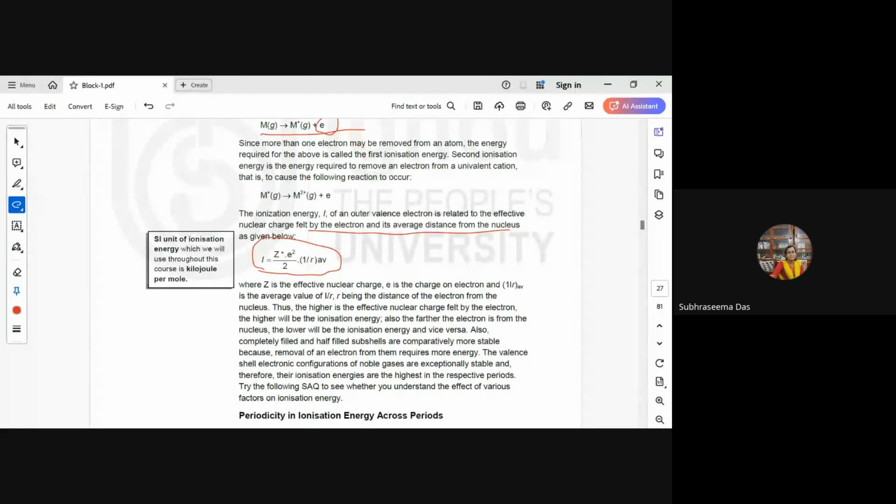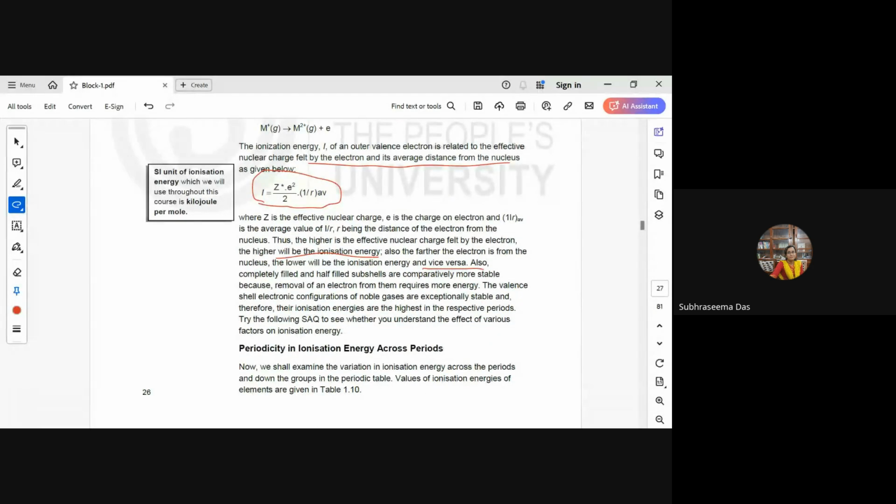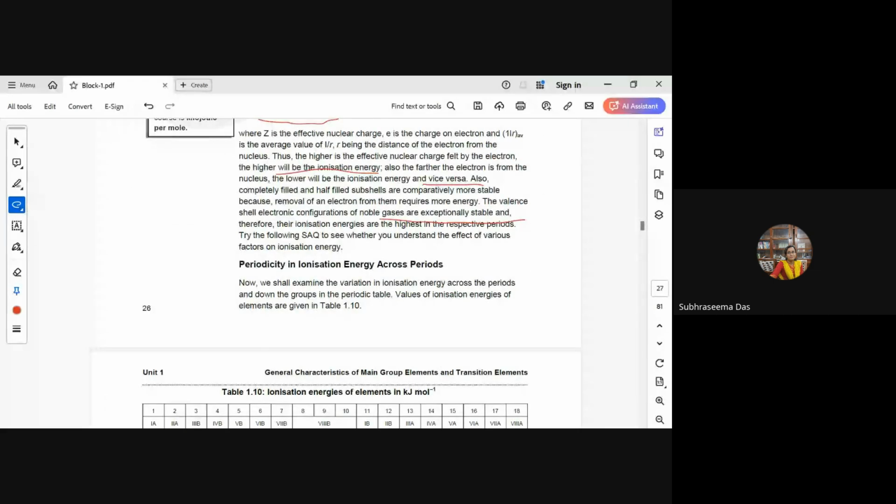Thus, the higher the effective nuclear charge felt by the electron, the higher will be the IE, and the farther the electron is from the nucleus, the lower will be the ionization energy, and vice versa. The valence shell electrons of noble gases are exceptionally stable, and therefore their IEs are highest in their respective periods. Since they have a stable configuration, their IE remains very high.